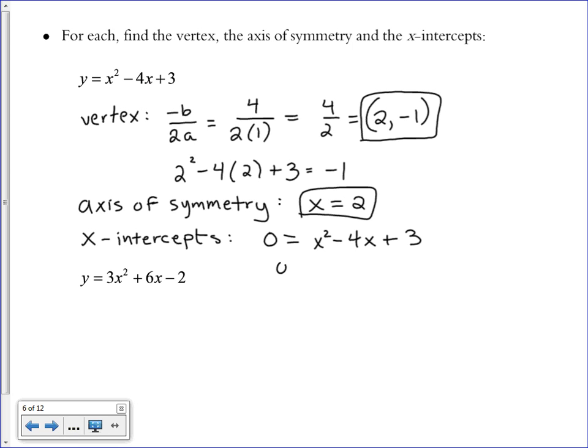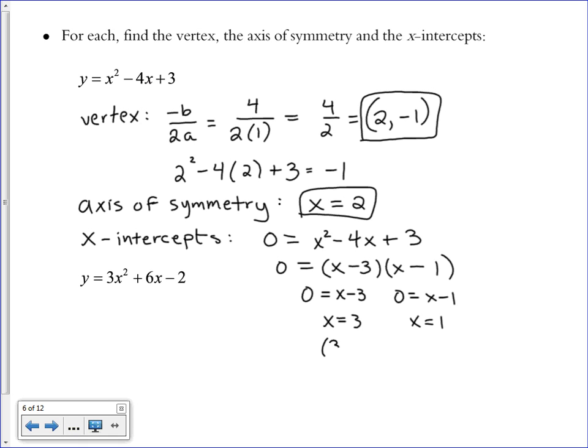This is a nice factorable equation. So when you can factor, it's always the preferred method. You're looking for something that multiplies to make 3 and adds up to negative 4. It will be minus 3 and minus 1. And then you use the zero product property to solve each of these equations. So x will equal 3 and x will equal 1.